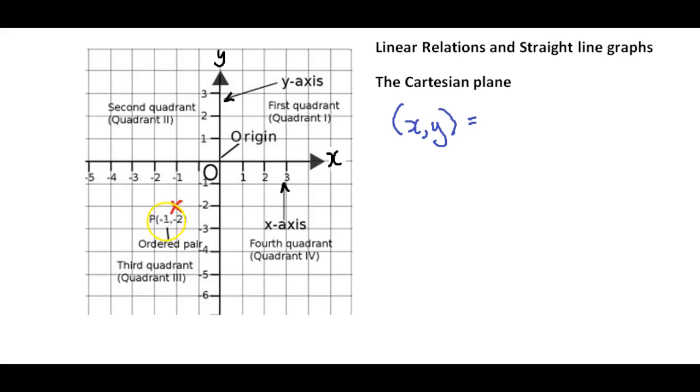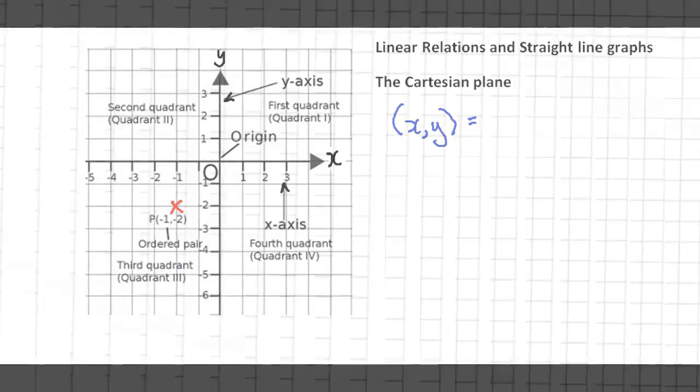The x value is -1, so starting at the origin we move to -1, and the y value is -2, so we go down to -2, and we put a dot or a cross. It's important not to put the letter on that point, that we actually use a dot or a cross to show that point, and if we label the point, we put the label next to it.